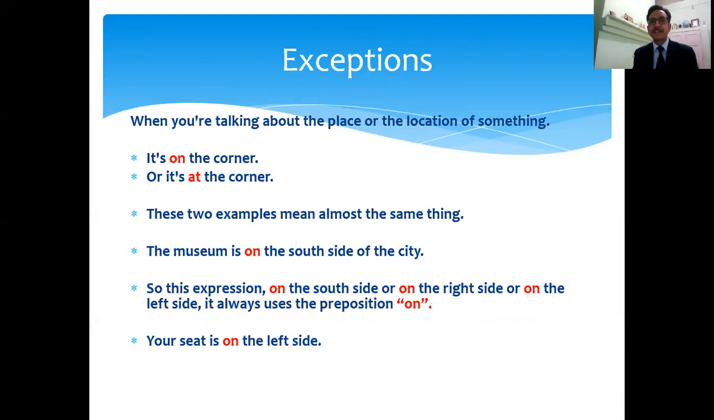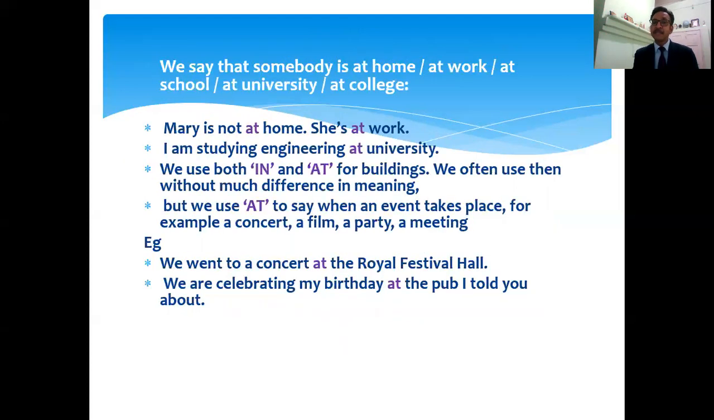When you are talking about the place or location of something, it's on the corner or it's at the corner. You say both. These two examples mean the same thing. The museum is on the south side of the city. So this expression, on the south side or on the right side or on the left side, always uses the preposition on. Your seat is on the left side. We say that somebody is at home, at work, at school, at university, at college. Mary is not at home. She is at work. I'm studying engineering at university.